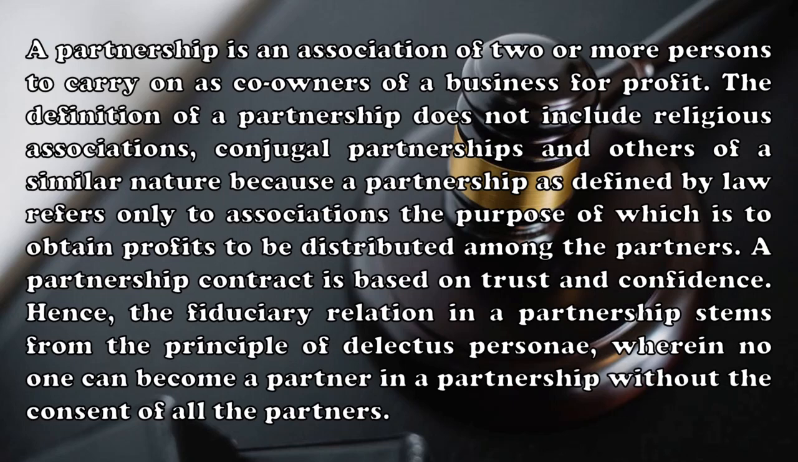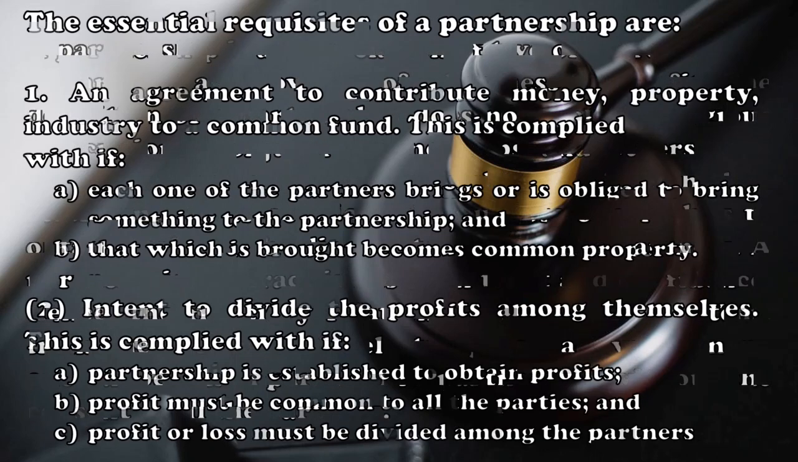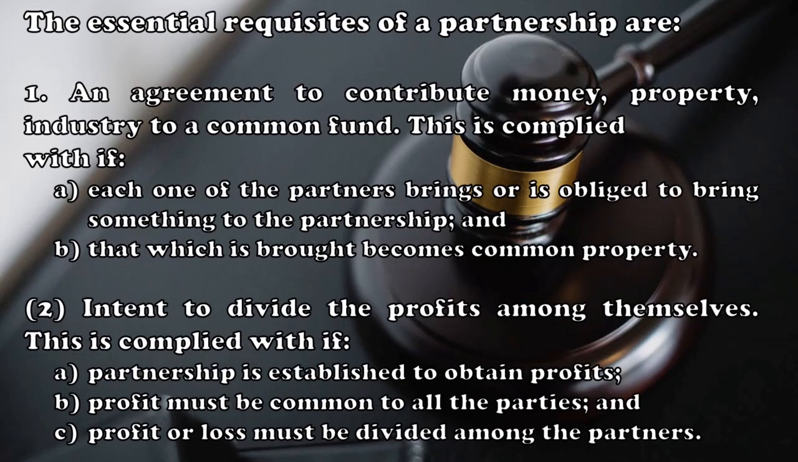A partnership contract is based on trust and confidence. Hence, the fiduciary relation in a partnership stems from the principle of delectus personae, wherein no one can become a partner in a partnership without the consent of all the partners. So we have the essential requisites of a partnership here. So for number one, an agreement to contribute money, property, industry to a common fund.